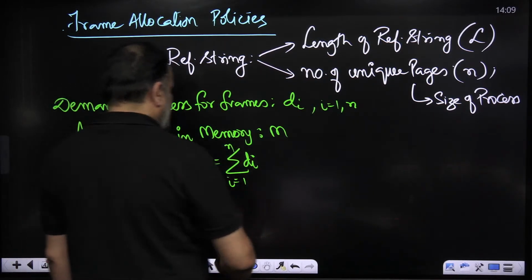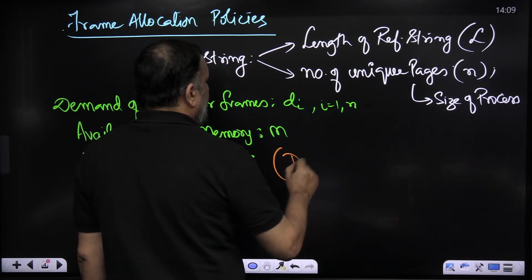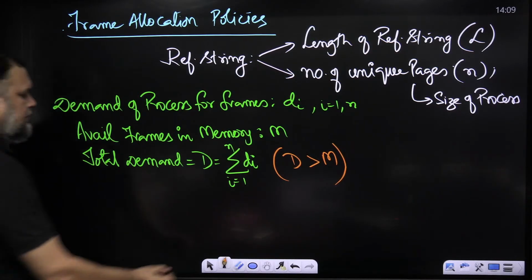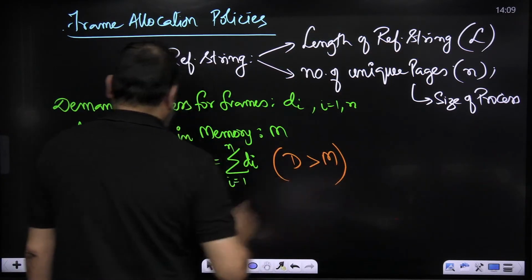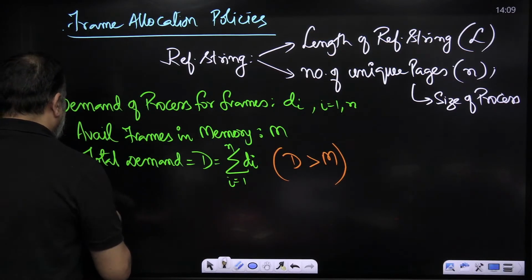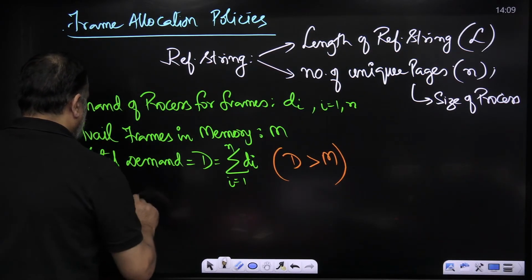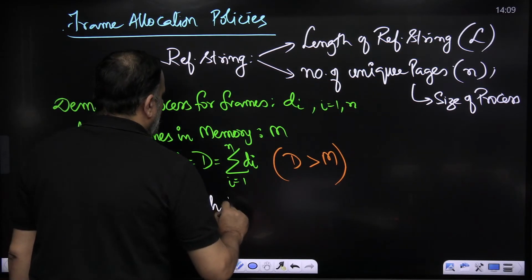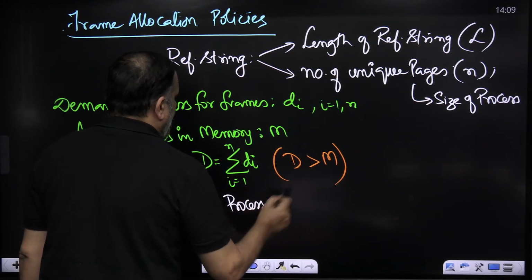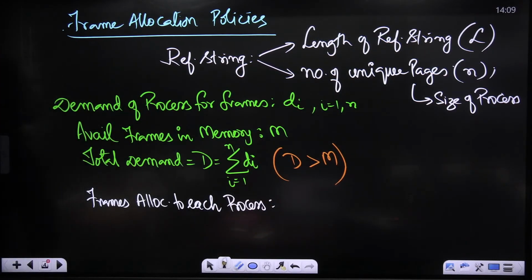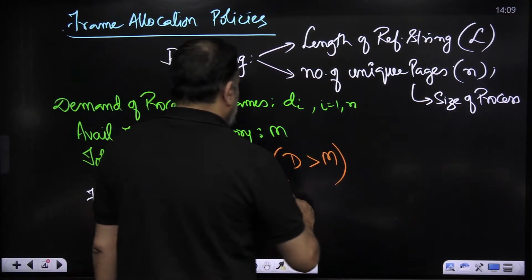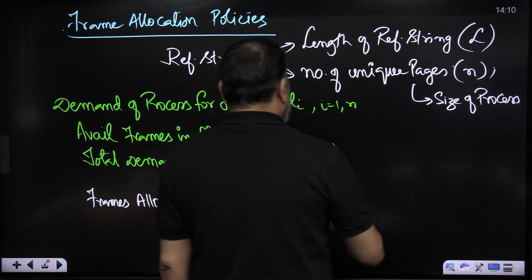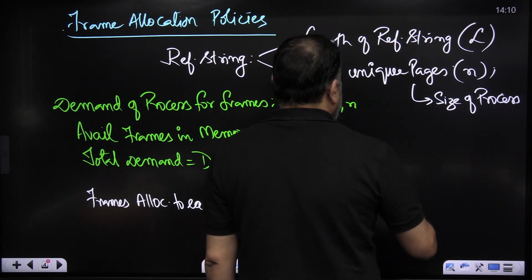And generally the perception is the demand capital D will be more than the number of frames. When the demand is more than the number of frames, then you need to decide what is frames allocated to each process. The process has demanded some frames, di frames. So how much should be given to it? That is indicated by some ai. To decide upon this ai, we have several frame allocation policies, like it may be equal allocation.